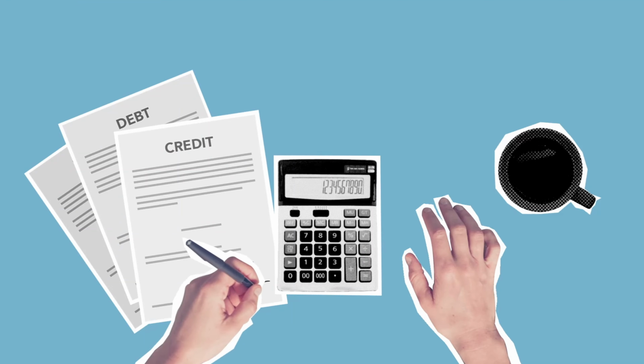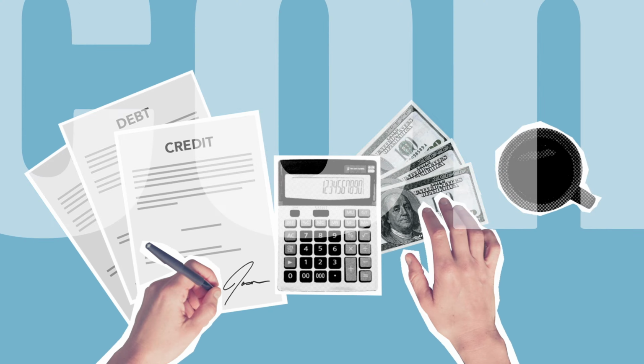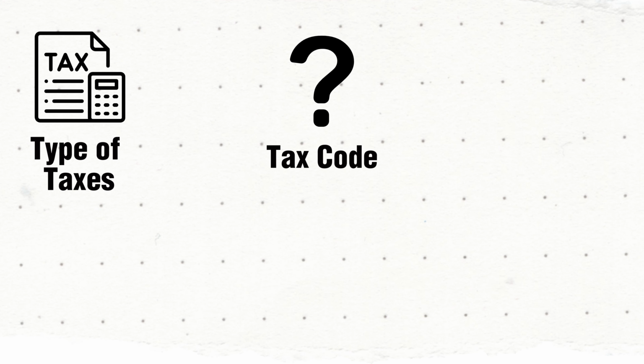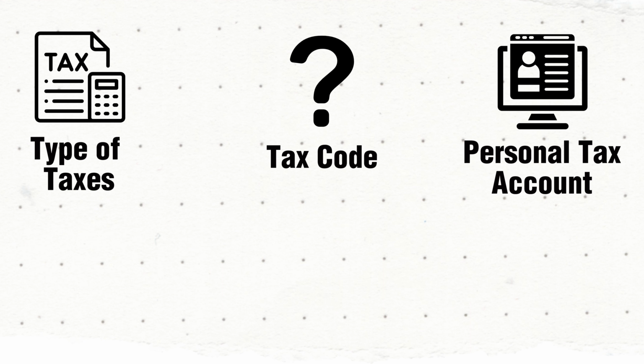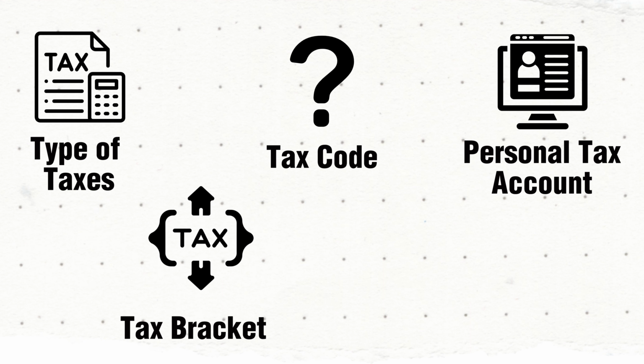Are you a student in the UK who wants to learn more about the tax system and how to pay zero income tax? If so, then this video is for you. I will explain everything you need to know about taxation in the UK in simple terms, including different types of taxes and how they affect you, how to find and understand your tax code, how to create an online tax account with HMRC, the income tax bracket and how much tax you have to pay depending on your income.